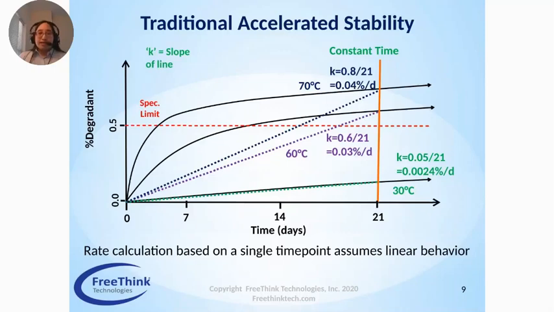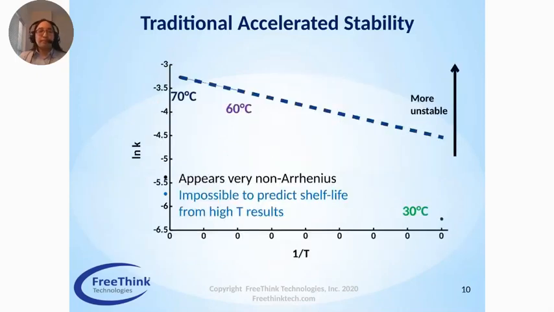The problem here is that with a single time point, we're assuming linear behavior. You can see in practice that these dark lines here, the solid lines, show what the degradation behavior might actually be. It might be a curve, it might not be linear at all. So here we're actually hitting the specification limit much later than we're calculating from this constant time point measurement. So what happens when we fit those rate constants to the Arrhenius equation? It appears very non-Arrhenius. We don't have a nice linear fit against 1 over temperature. This means that we can't use the high temperature results to predict shelf life at the relevant storage conditions.